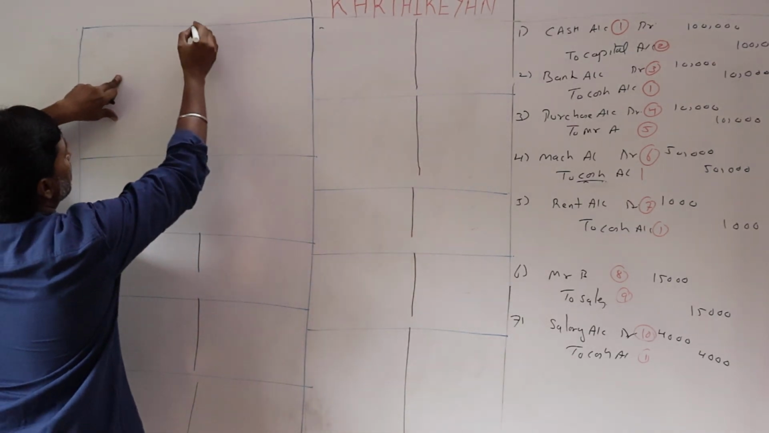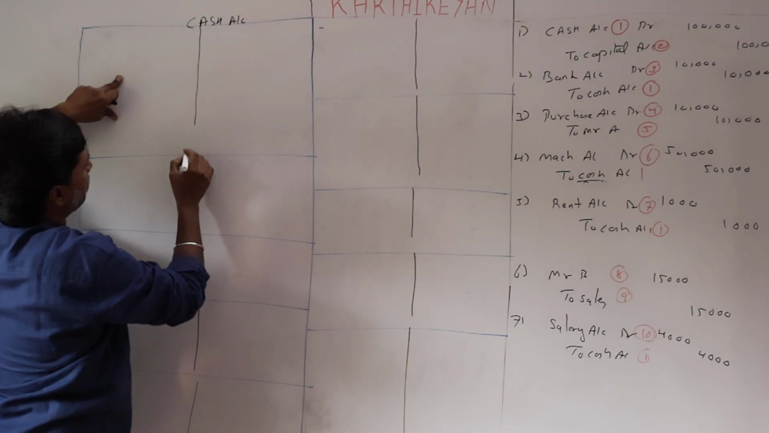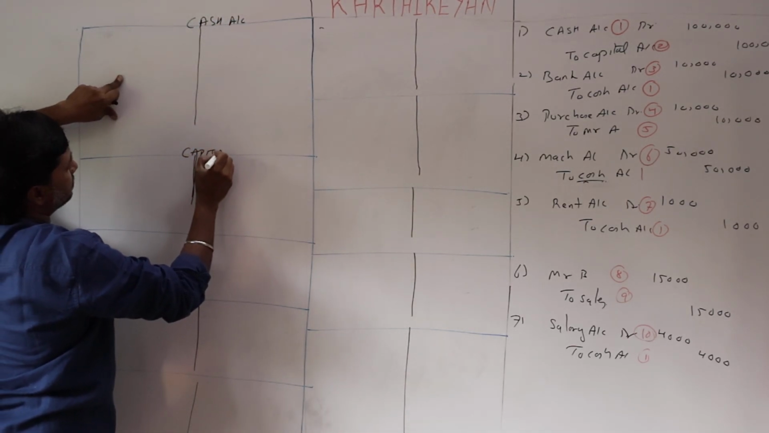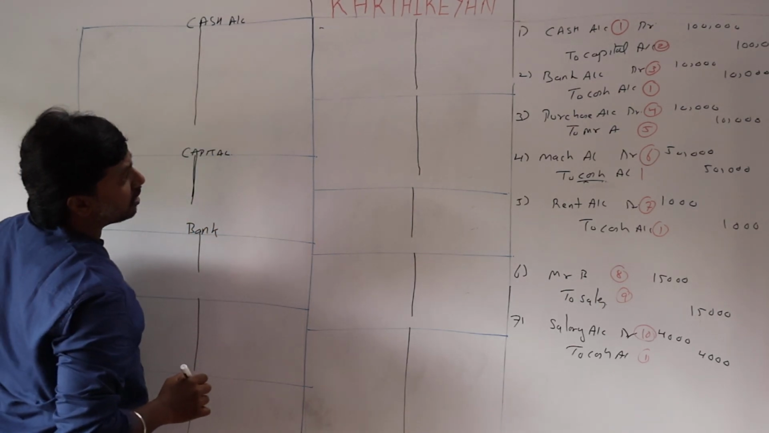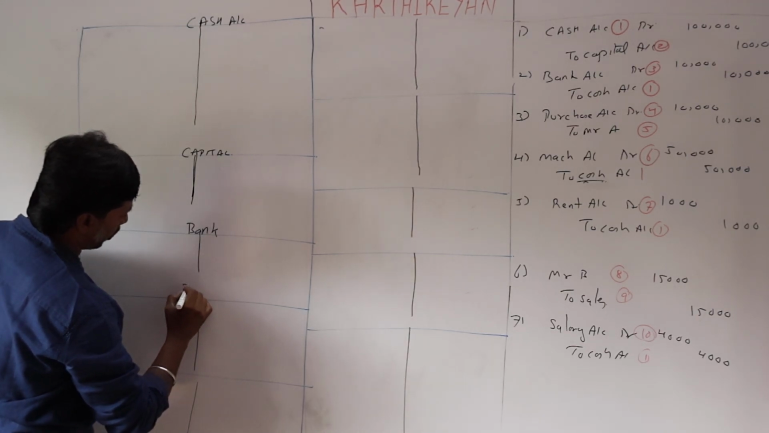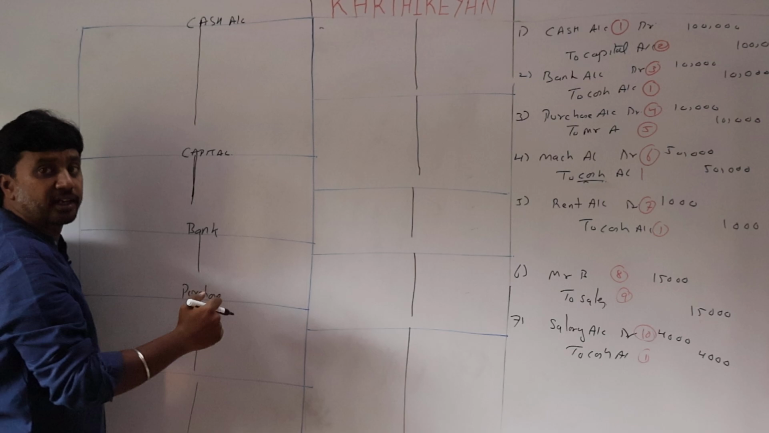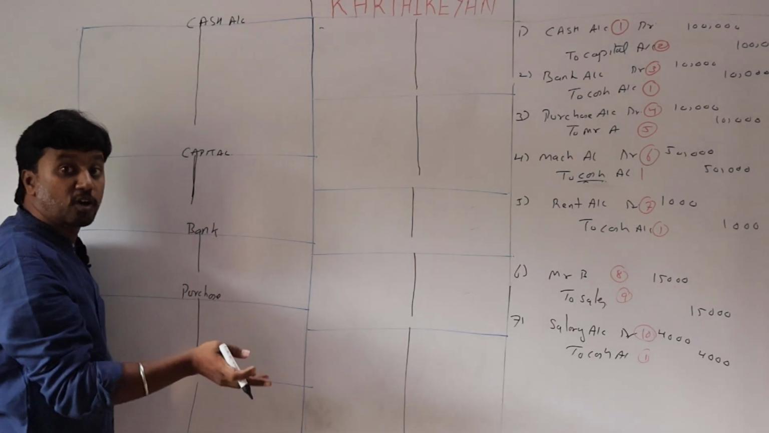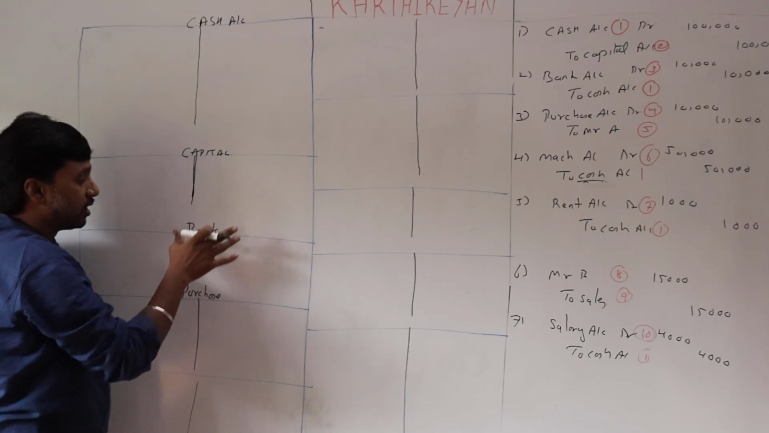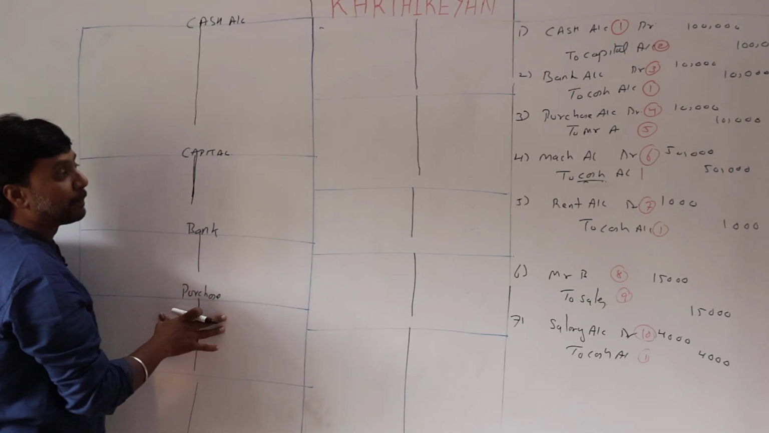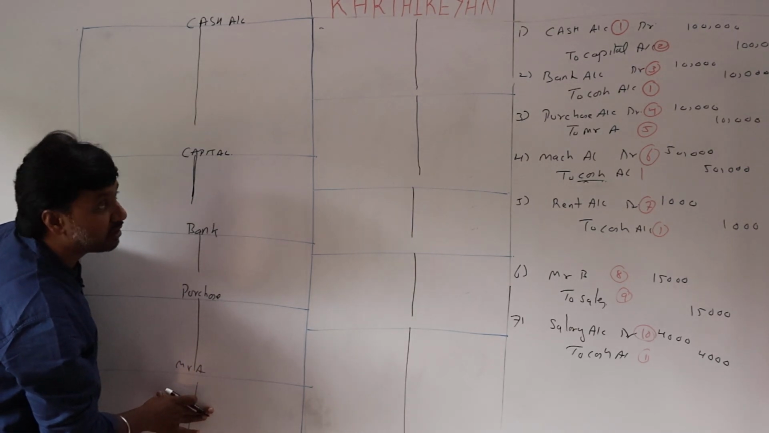Let us name them. The first account, cash account. Second one, capital. Third one, bank. Fourth one, purchase. I'm not going to record the cash account again. It is already over here. If I keep preparing the cash account again, there will be a lot of cash accounts. I need all the cash transactions in one place, all the capital transactions over here, all the bank transactions over here, all the purchases over here. Then everything that I deal with Mr. A should come over here.